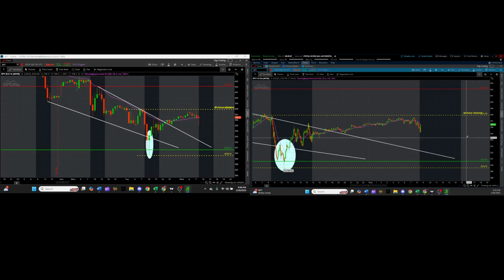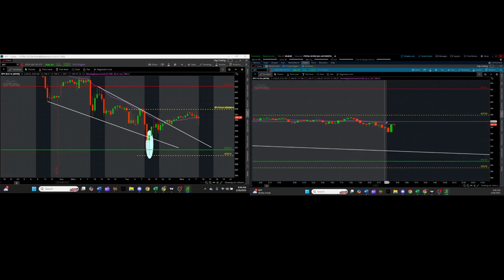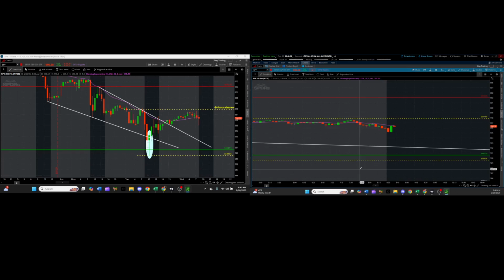But looks like the bulls are ready to party. So just let it do its thing. Let it cross over that 4 hour channel line. That's pretty strong from a 5 minute perspective. Yeah, it's kind of like a bullish engulfing. I think I've taught on that already.